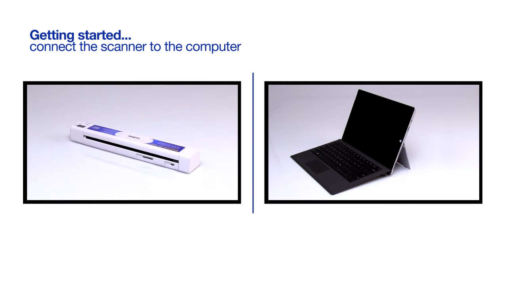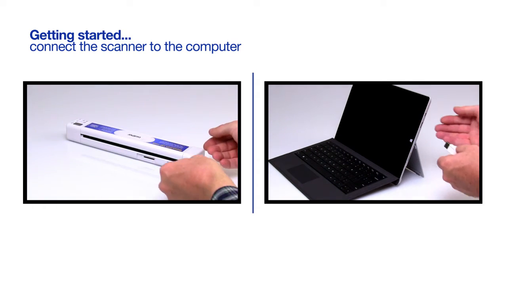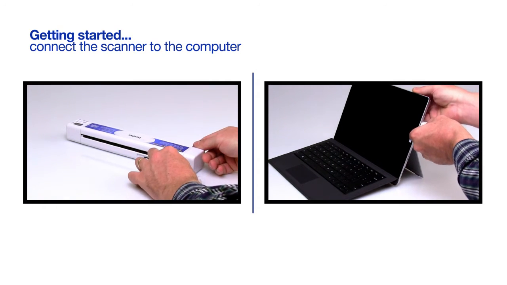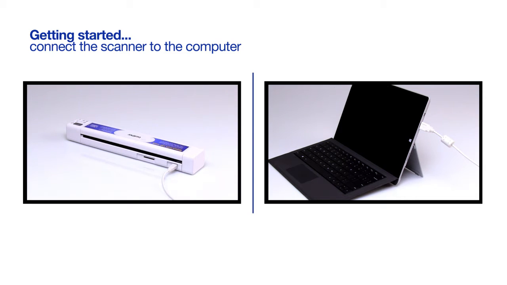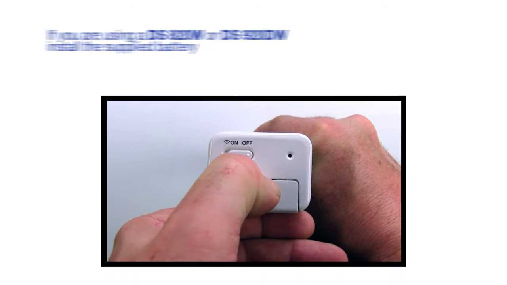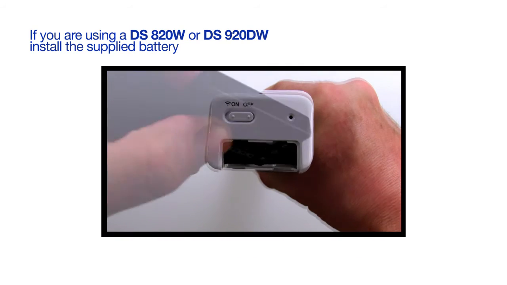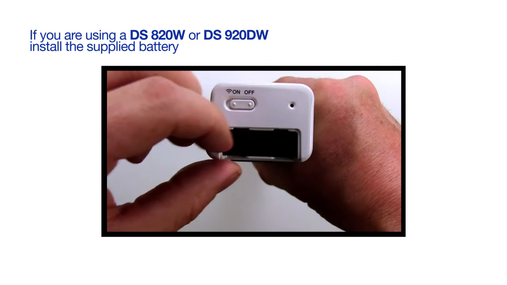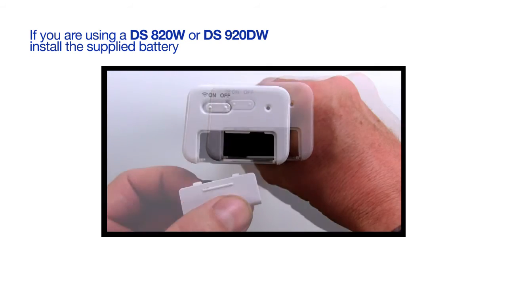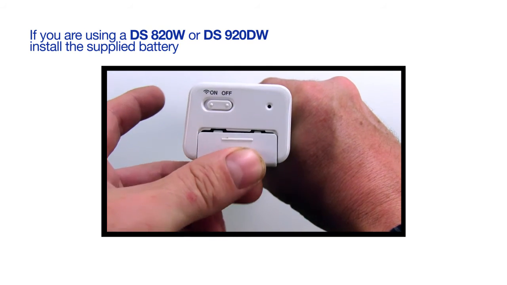Let's get started by connecting the scanner to the computer. Use the USB cable that was supplied with your scanner. Insert the cable into the scanner USB port and the USB port on the computer. If you're using a DS-820W or a DS-920DW, you'll need to install the battery that was supplied with your scanner as well.